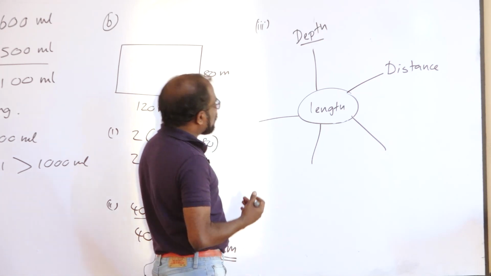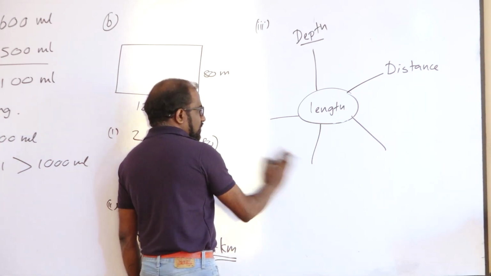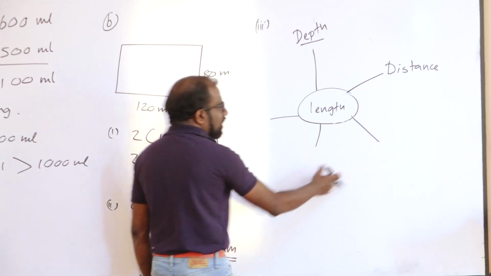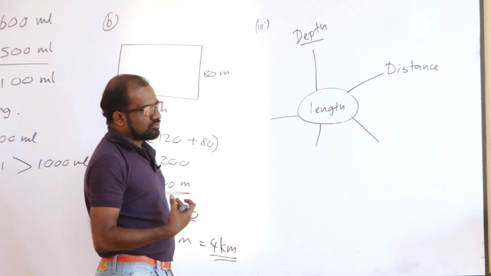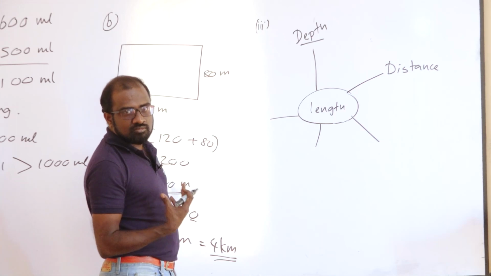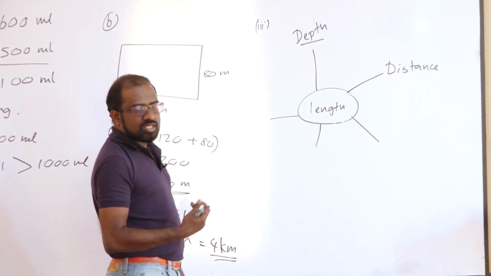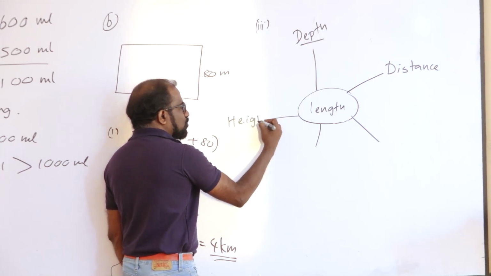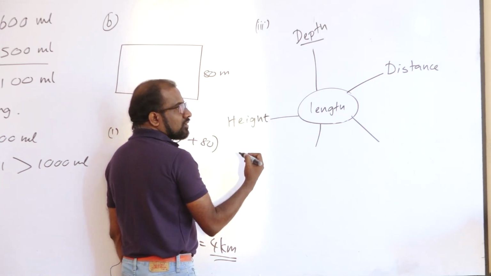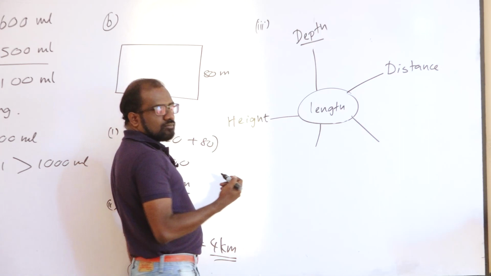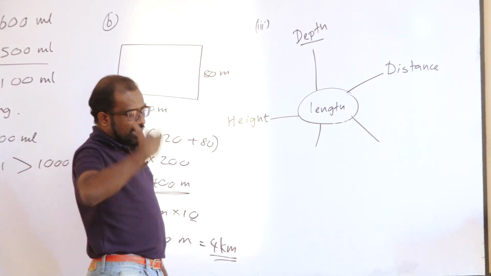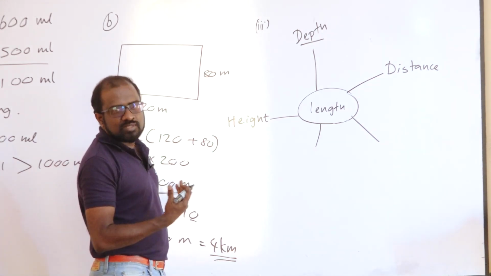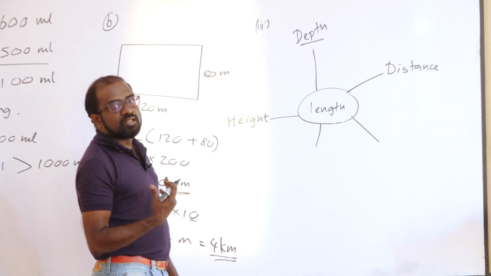So what are the different ways you can measure length? Different modes, you can say. Different ways of length. One is height. Height is length. If you measure someone's height, it is the height of a person. Because it is called height we don't say length, but what we measure is length.